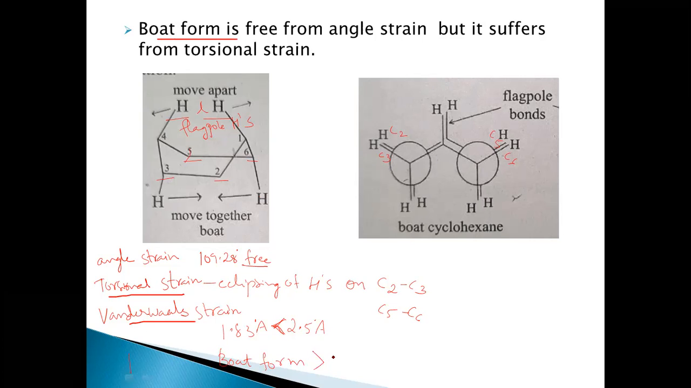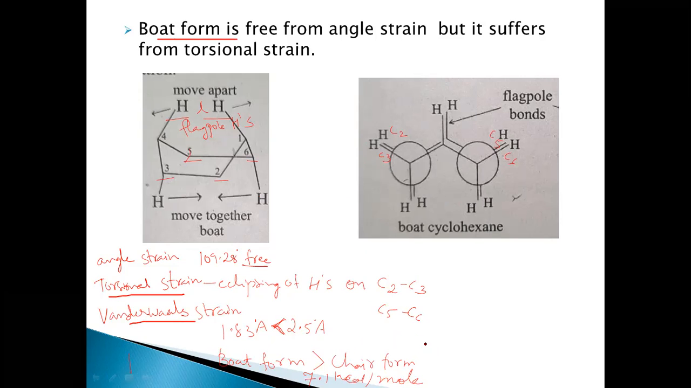The energy is higher by how many kilocalories? Around 7.1 kilocalories per mole. So the boat form is more in energy than the chair form by 7.1 kilocalories per mole.